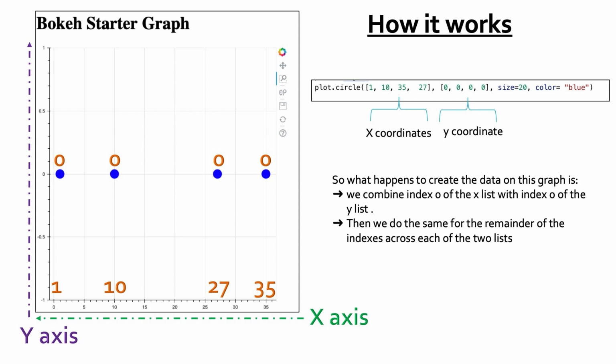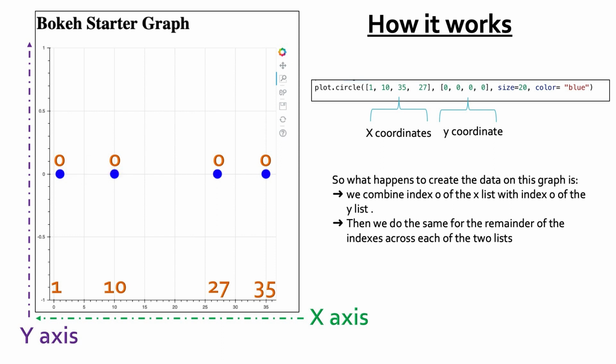So what happens to create the data on this graph? We're going to combine index 0, right? We're in Python now, and lists are zero-based. We call that zero-based indexing. So the very first element, the 1 right here, is at position 0 or index 0. We're going to combine that first index with the first index, the 0 index, of our y coordinate list. So we have 1 plotting against 0. So that's how we get the first blue circle.